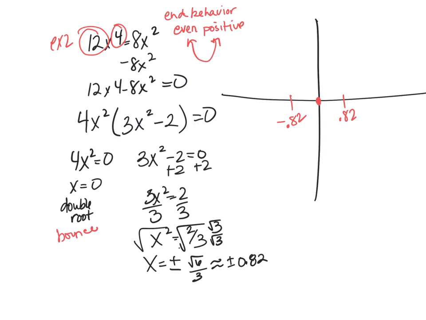So I'm going to start up top. I'm going to go through my first intercept. And then I'm going to turn around and I'm going to bounce off my double root, which is 0. And I'm going to turn around and go through my other intercept. It should only touch the x-axis 4 times when it's a 4th degree polynomial.